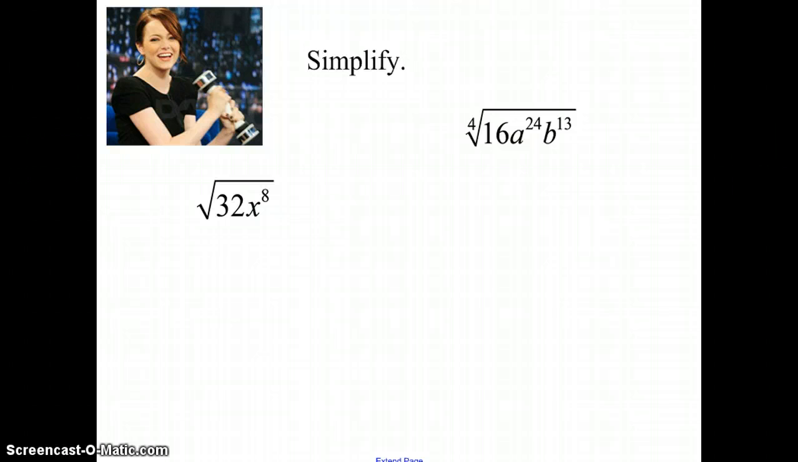We're going to start with this one on the left. The square root of 32 x to the 8. If it helps, write them separately. Square root of 32 times the square root of x to the 8. Over here, we did this the other day. We realized that reduces right to x to the 4th, no problem. The root 32 is a little bit trickier.